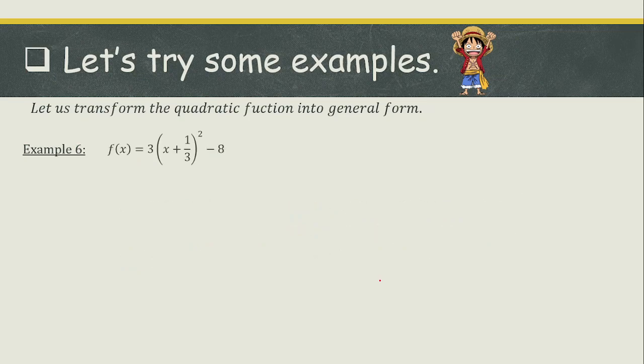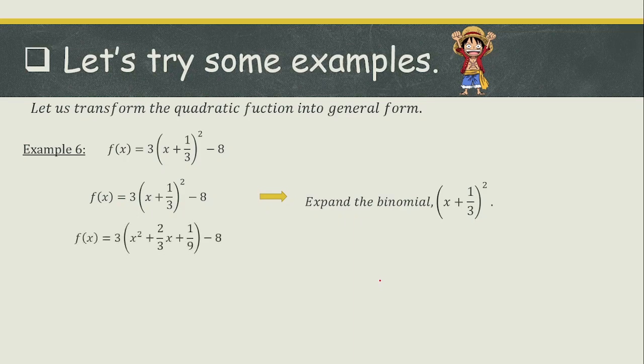Another example, example 6. So, dito sa example number 6, meron na tayong the value of a is greater than 1 and the value of h is a fraction. So, paano ba ito isosolve? So, just follow these steps. So, copy the given. Let's expand the binomial. So, asan yung binomial dyan sa vertex form? The binomial is the x plus 1/3 squared.